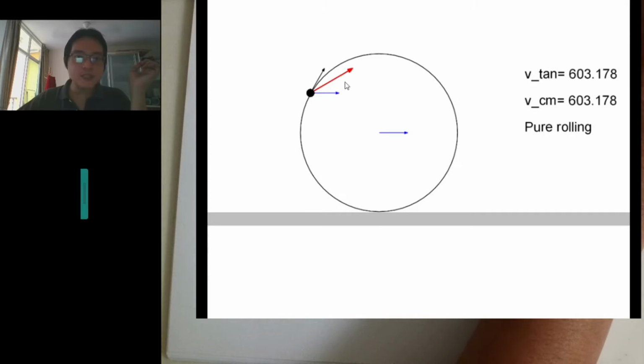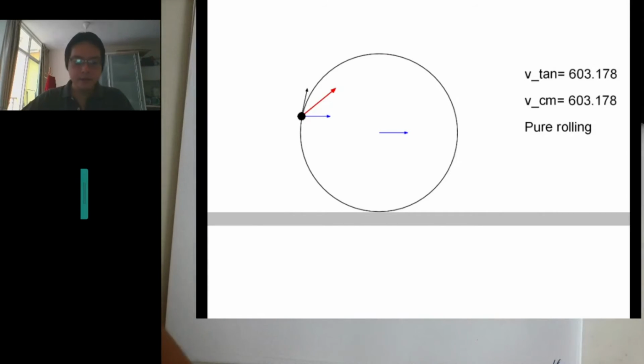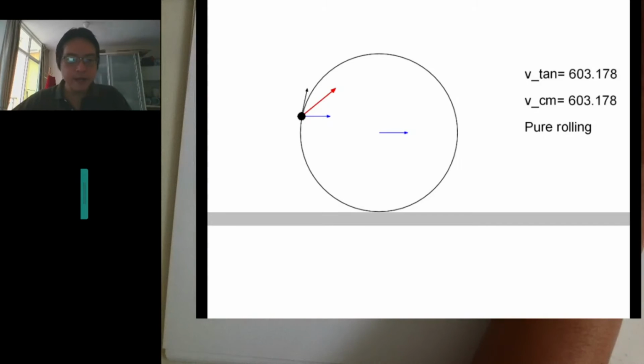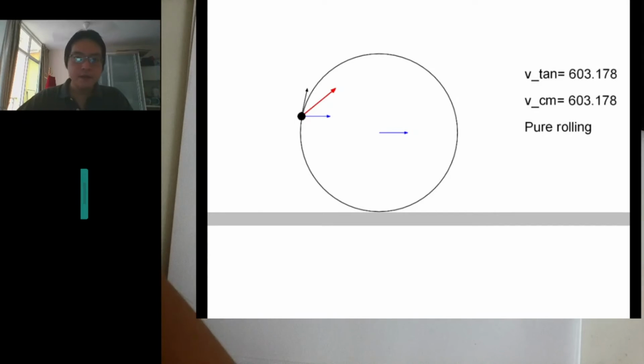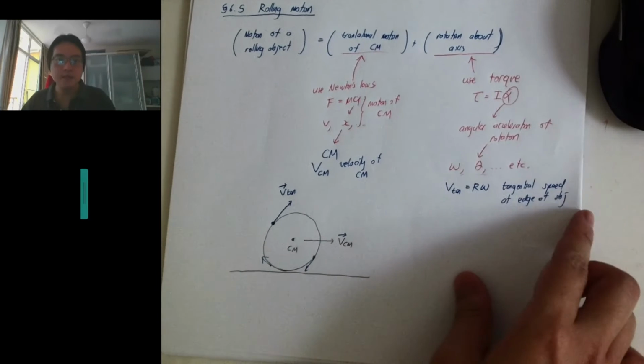So from these two vectors you can calculate the total resultant vector of this point. The resultant vector is the sum of these two vectors. As it goes along, you see that the center of mass velocity is always pointing to the right horizontally, and this one is always tangential. Therefore the resultant vector will always change depending on its position. So clear, right? This is the situation that we have right now, and this is rolling motion.